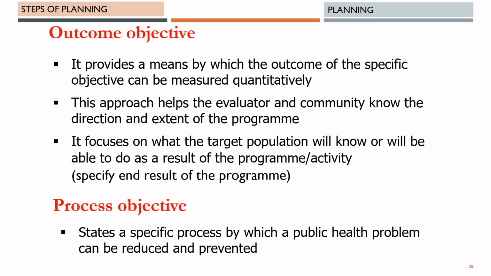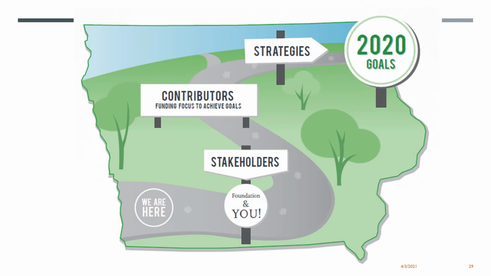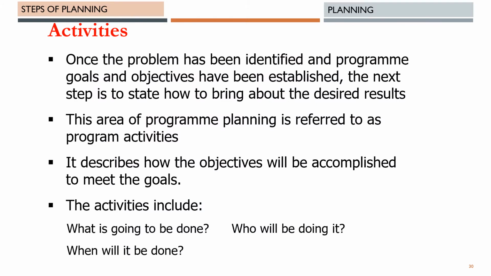Then we have the process objectives. It states a specific process by which a public health problem can be reduced and prevented. So as I mentioned earlier, the 2020 goals. So we have all the stakeholders and contributors in order and the strategies which have been implemented towards the specific goals.